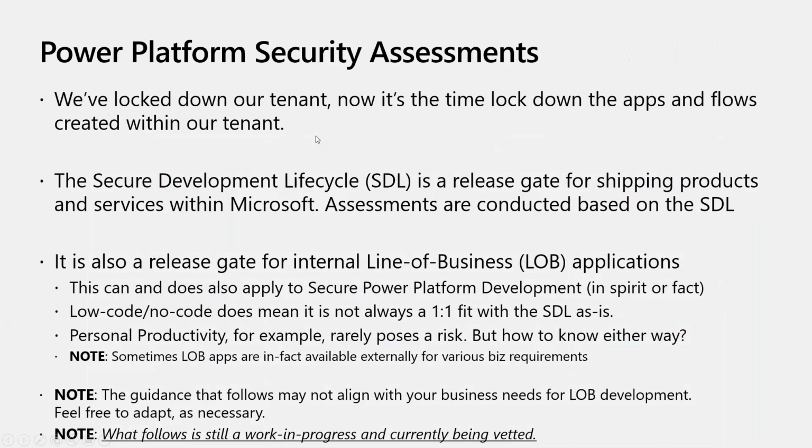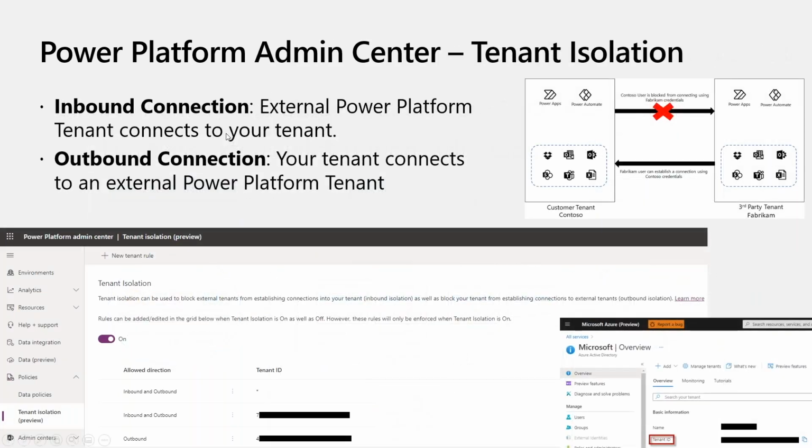Unlike endpoint filtering, this is not an ordered list. In this case, I've created 3 rules. The first one is a rule that blocks anything that's coming inbound or outbound. And then I create a second rule that allows both inbound and outbound connections with a tenant ID that starts with the number 7. And I created a third rule that only allows outbound connections to other tenants with a tenant ID that starts with the number 4.